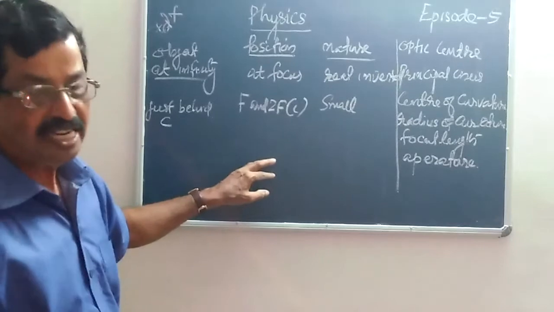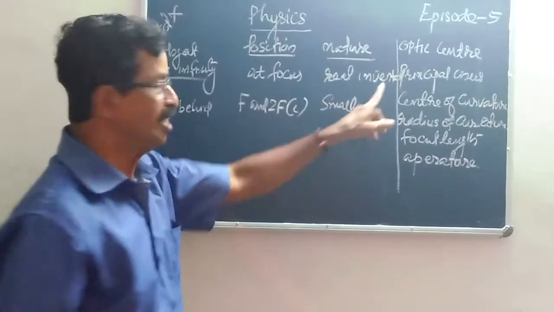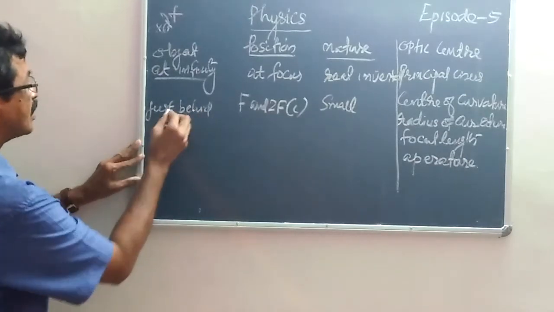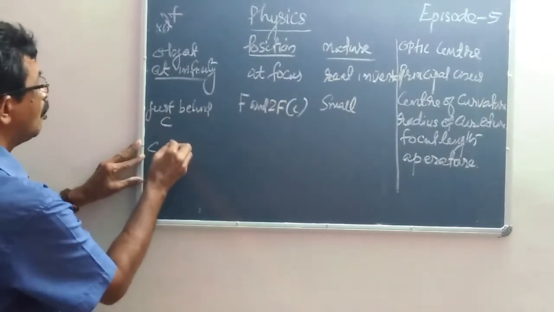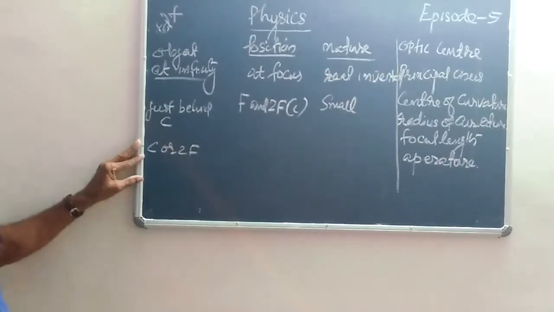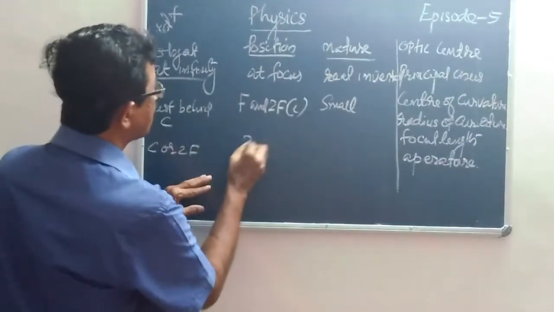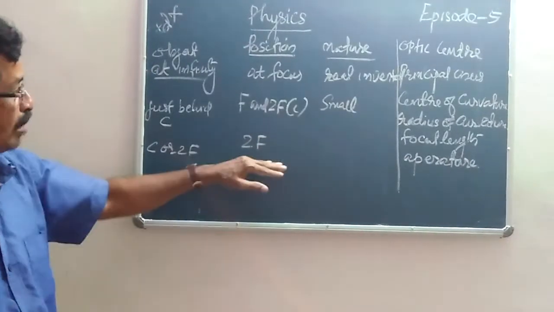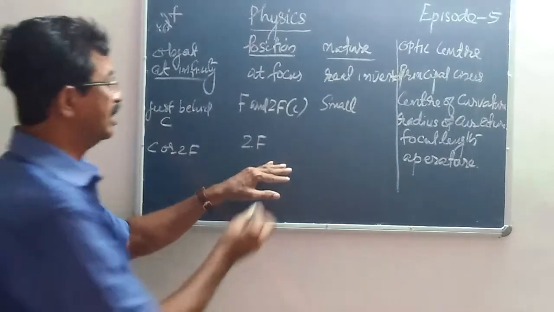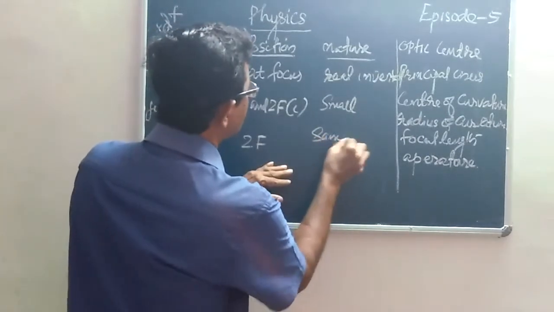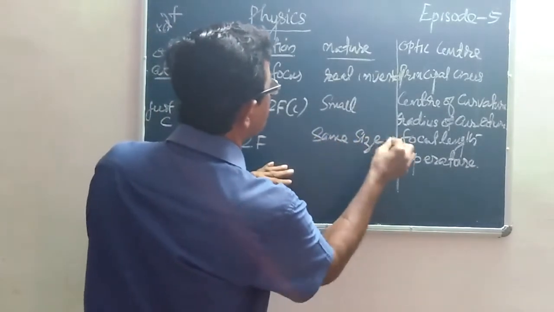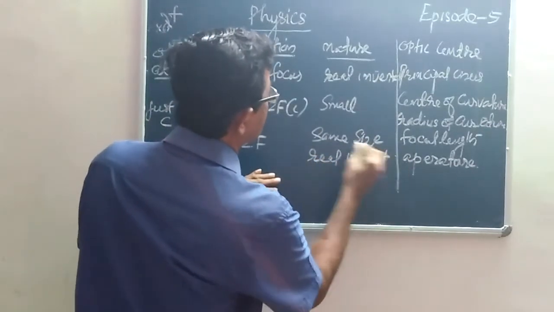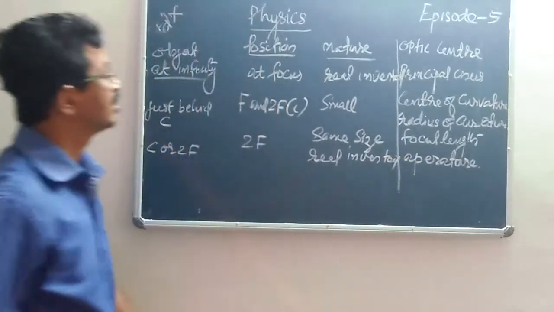That means diminished, real and inverted. Now the object is placed at C or 2F. Then where do we get the image? The image is also obtained at 2F itself. Then the nature is same size, real, inverted. These are the nature.